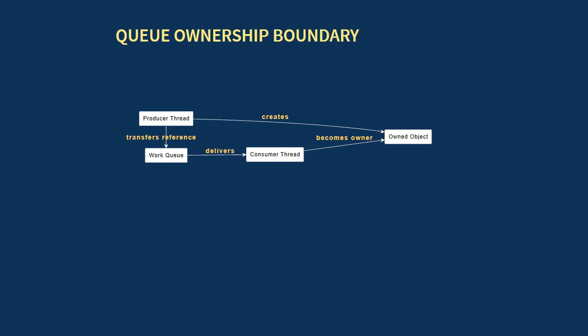A queue can transfer ownership. The producer prepares the object, places it in the queue, and the consumer becomes the owner when it receives it. Does putting something in a queue automatically make the design safe? Only if the producer stops mutating it and no hidden references bypass the queue. The invariant is still, only the current owner mutates the object.